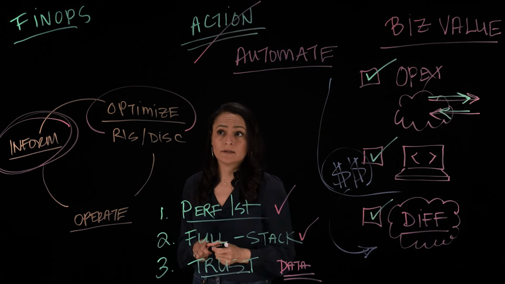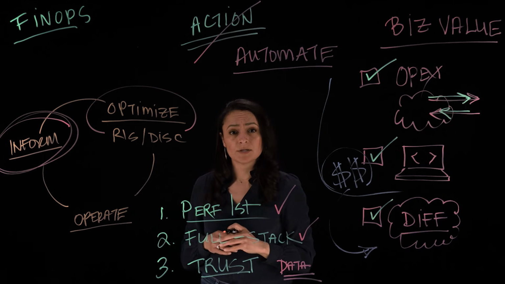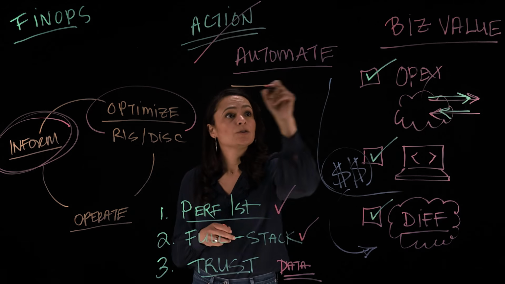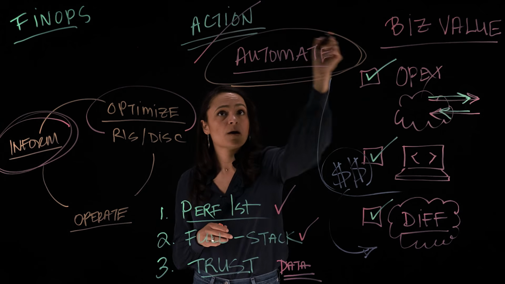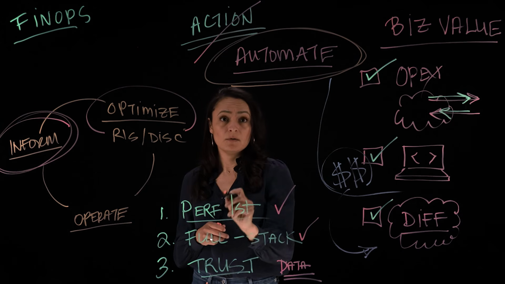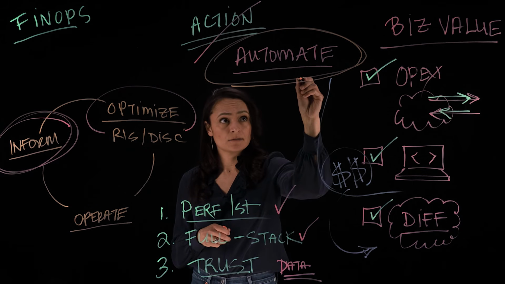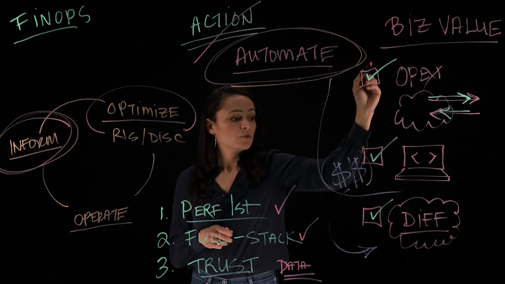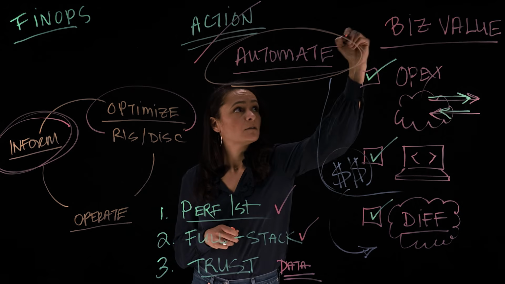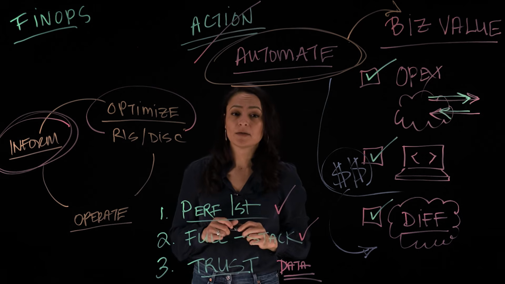So today, if you want to solve for empowering engineers to take action, you have to think about what is the optimization that is going to enable me and the rest of my organization to automate. That is how you accomplish all this and ultimately get that business value in the cloud.